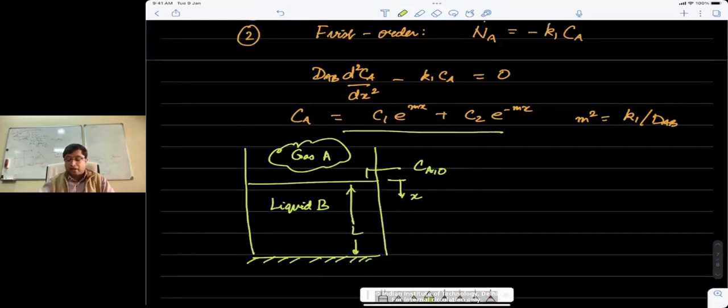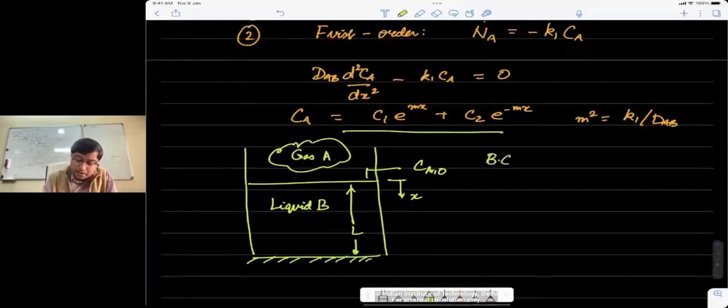So the problem that we're dealing with is there's a gas that dissolves in liquid B, and as it dissolves and diffuses through B, it also reacts. It also maybe gets consumed in a chemical reaction. So what should be the concentration profile in B, and what should be the flux of A at that interface? The concentration there is known, but the flux is not known. So that flux will dictate the rate at which A is getting consumed in the liquid.